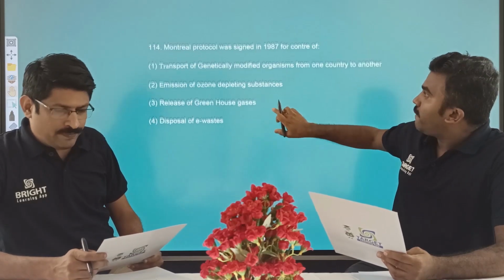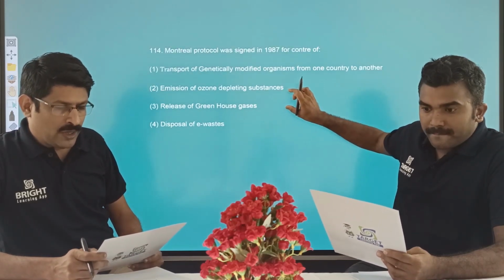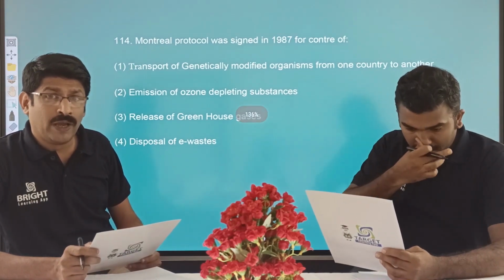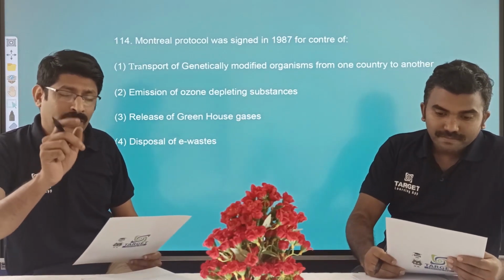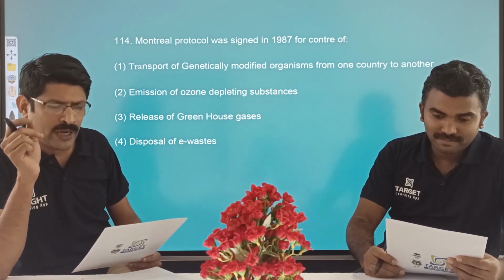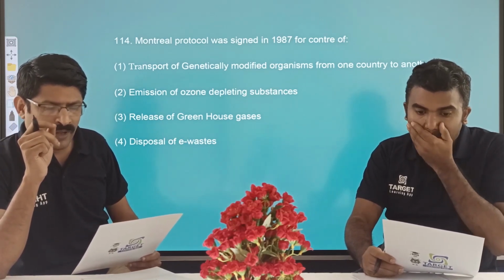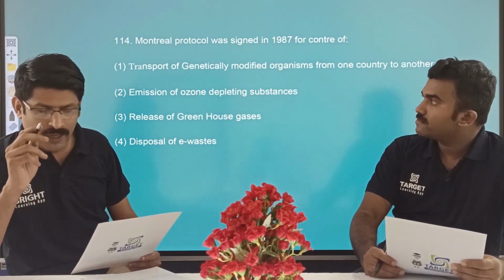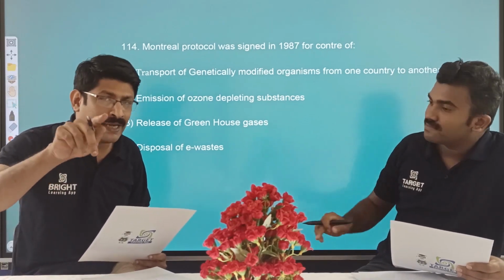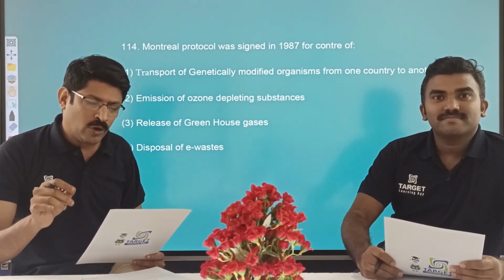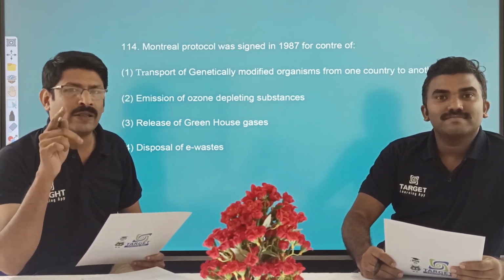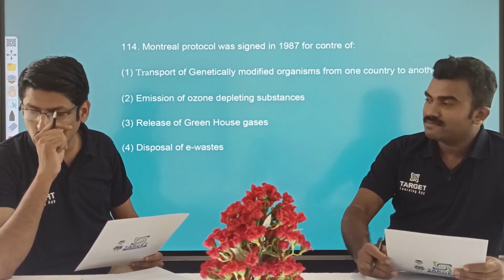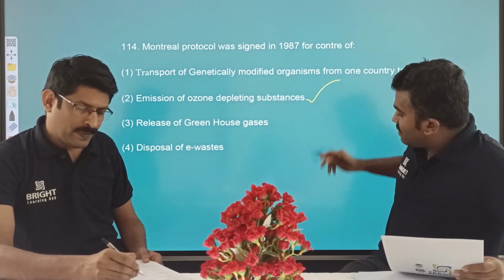The next question, 114, comes from environmental issues, page number 283 of the second year NCERT. The exact line is related to the Montreal Protocol, which was signed in 1987 for the control of emission of ozone depleting substances, not for the control of genetically modified organisms. That is the exact line of the NCERT textbook. So option 2 is the correct answer.